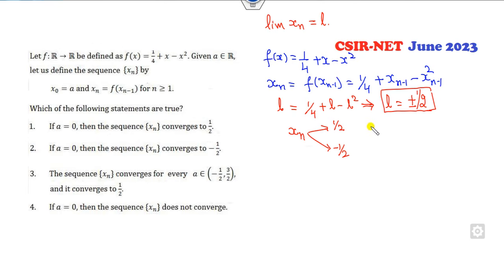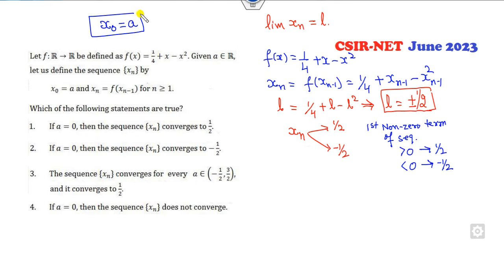How can you decide? We will look at the first non-zero term of the sequence. If this is positive, then it converges to the positive limit. If it is less than 0, then it converges to the minus limit. So what is given to you? X naught is A. Firstly, the sequence does not converge. That's the wrong answer.